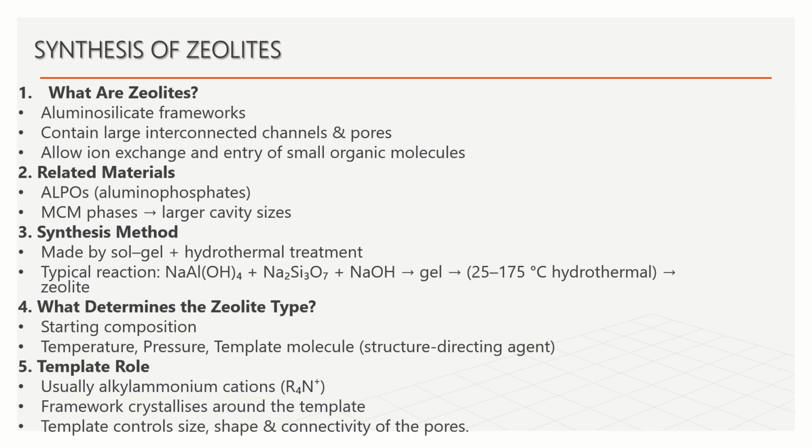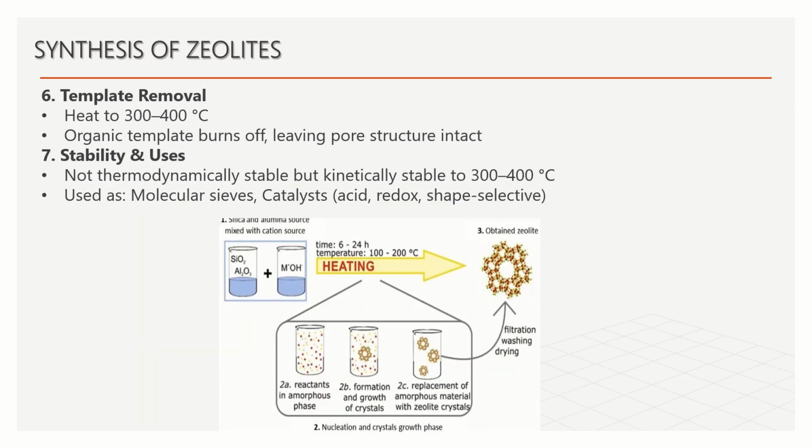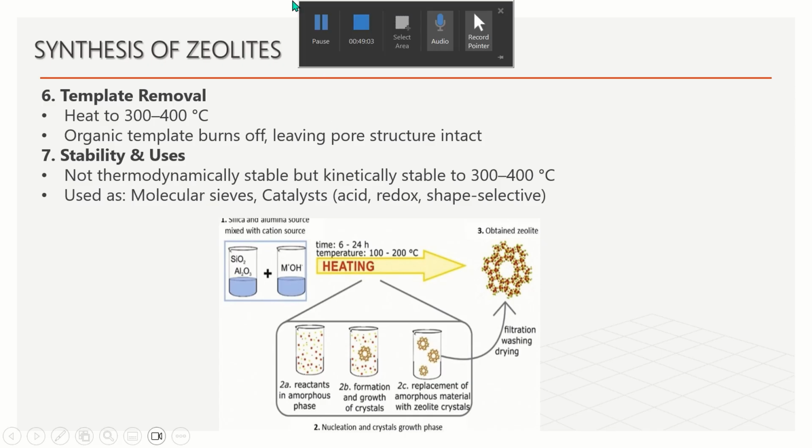The template provides the direction for the growing; this defines the growing nature of zeolites. So after crystallization, the template needs to be removed, and we heat the zeolite to 300 to 400 degrees Celsius. The organic template burns away, leaving the empty channels open. Even though these frameworks are not thermodynamically stable, they are kinetically stable up to 300 to 400 degrees Celsius, which is enough for industrial use.